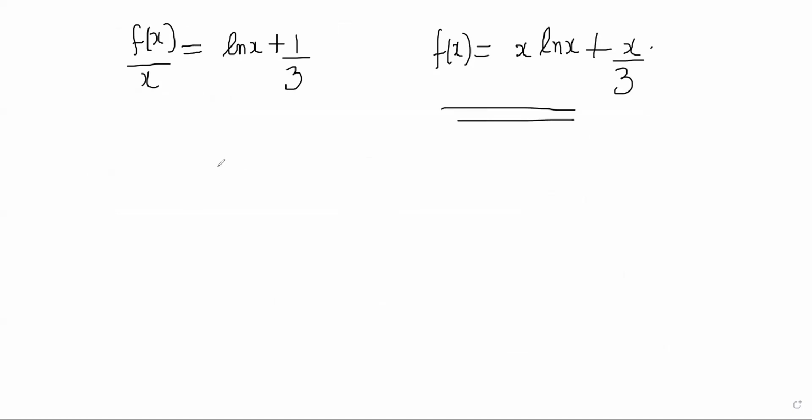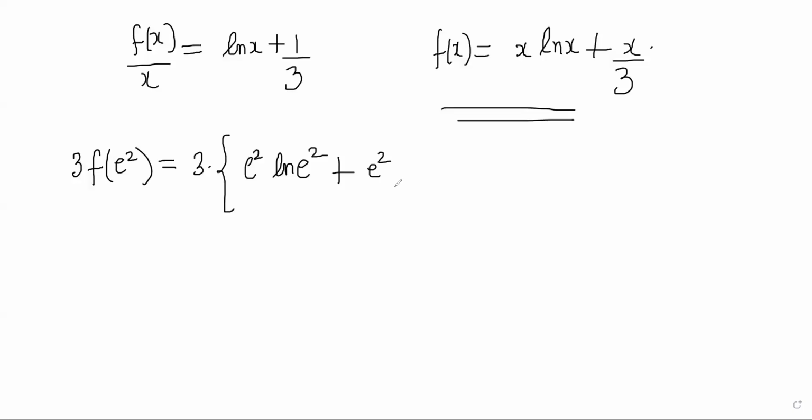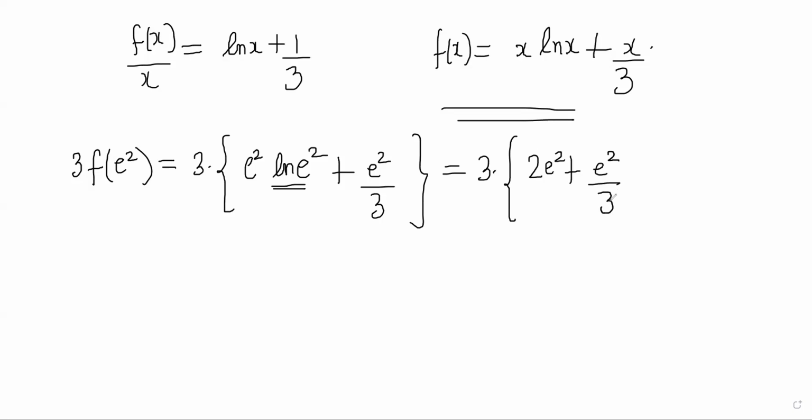And now we just have to find f of e square and multiply it by 3. 3 times f of e square. So that will be 3 times e square ln e square plus e square by 3. And ln e square is 2. So this becomes 3 times 2e square plus e square by 3. So that is 7e square by 3. So answer is 7e square. So a pretty straightforward question which helps us figure out the value of the function by using Newton-Leibniz formula and differential equations. Let's look at the next problem.